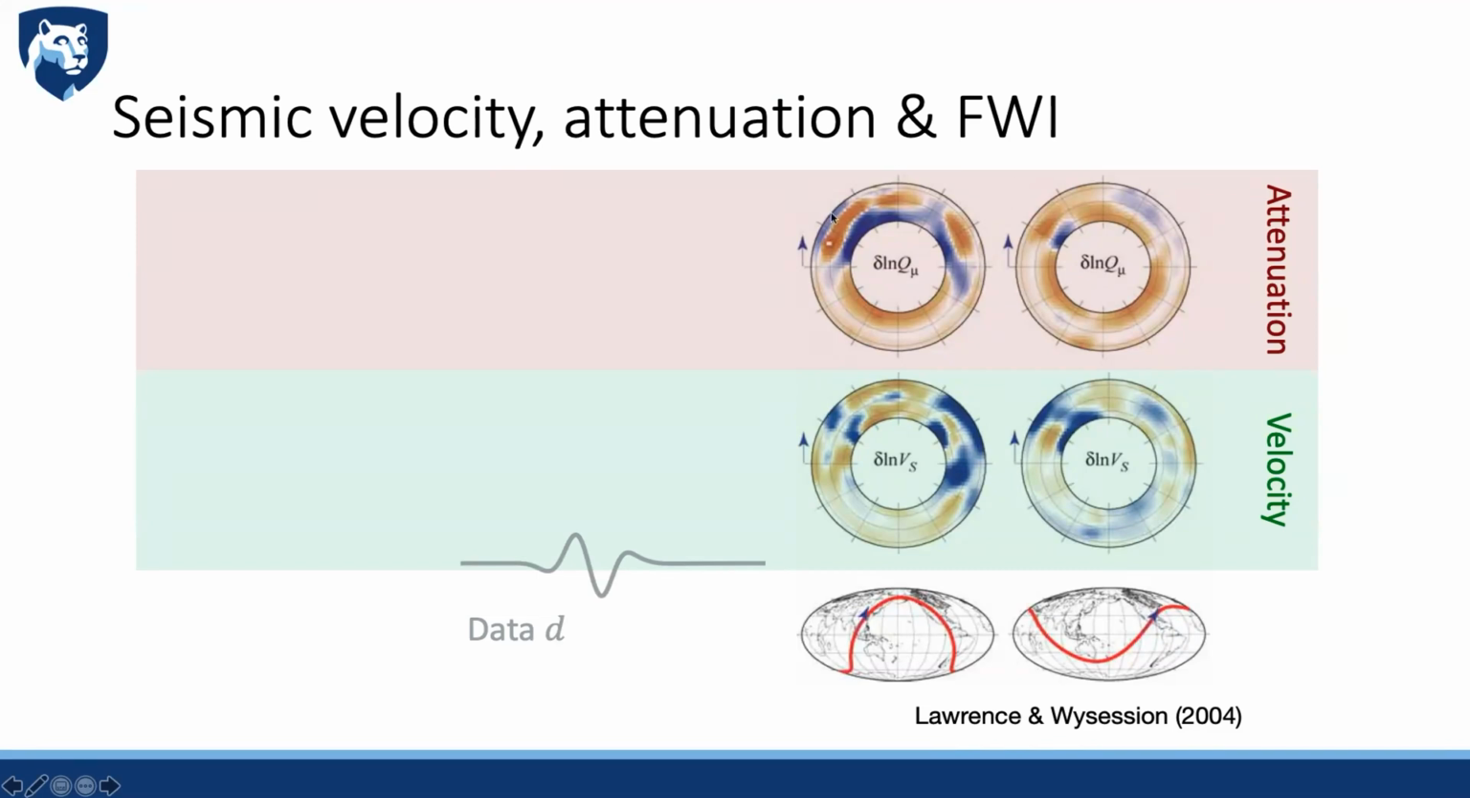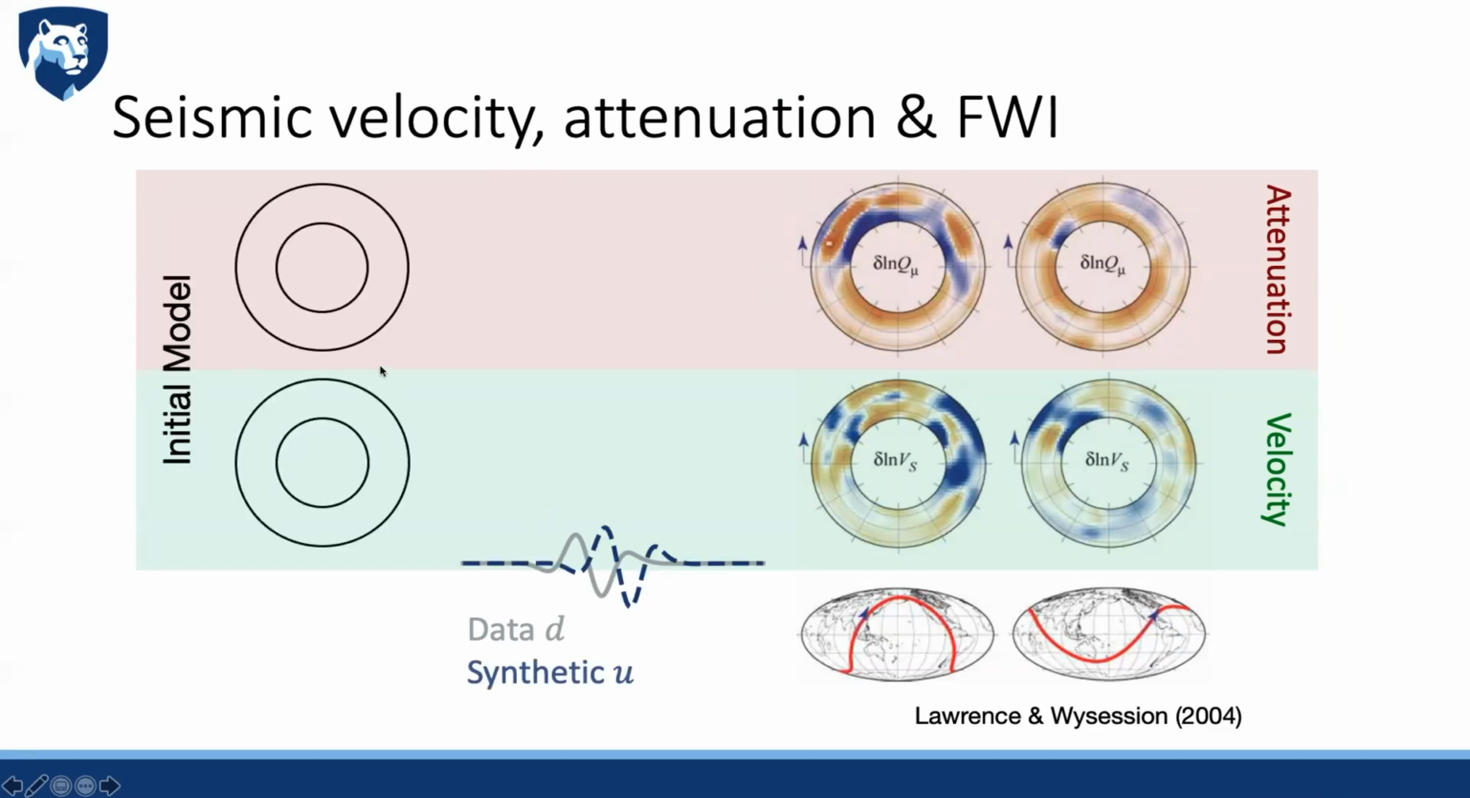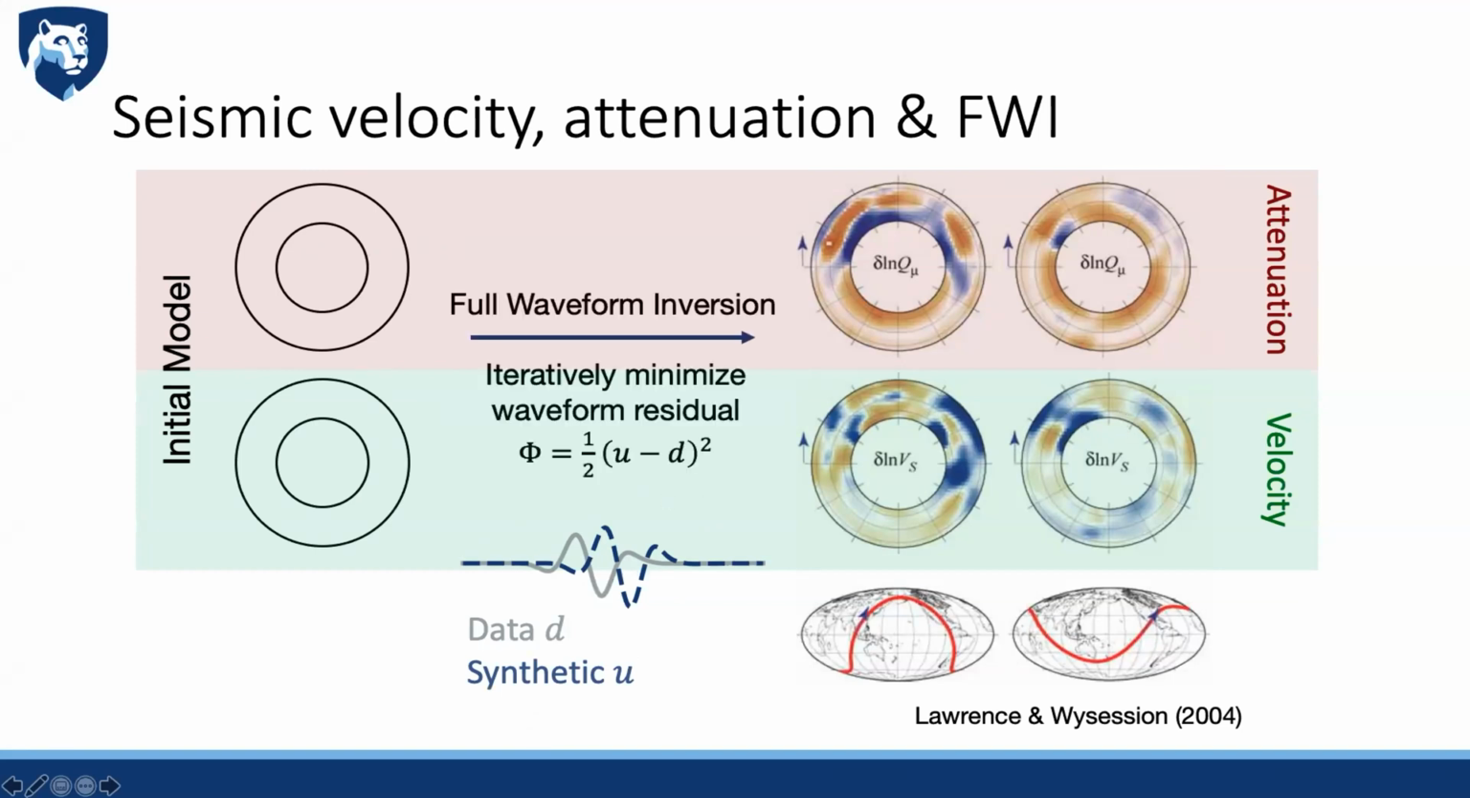For example, say this is the ground truth of the Earth. When an earthquake happens, we can observe a seismogram like this, the data. Starting from some initial model, we generate some synthetic seismogram, shown by this blue trace right here. Apparently, the data and the synthetic are not the same because our initial model is different from the ground truth. Then we map this data residual back to the model and iteratively refine the initial model, trying to minimize this waveform residual and approach the ground truth. This process is the so-called full waveform inversion, the FWI.